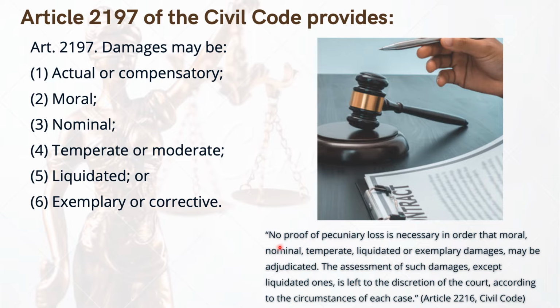As an additional note, no proof of pecuniary loss is necessary in order that moral, nominal, temperate, liquidated, or exemplary damages may be adjudicated. So this is according to Article 2216 of the Civil Code. And the assessment of such damages, except liquidated ones, because liquidated damages are those agreed upon by parties to a contract to be paid in case of breach, is left to the discretion of the court according to the circumstances of each case.